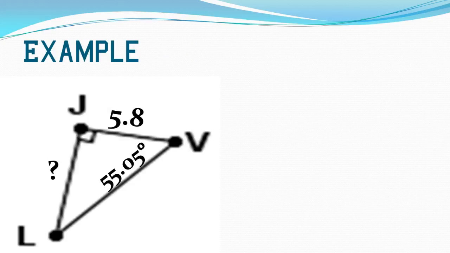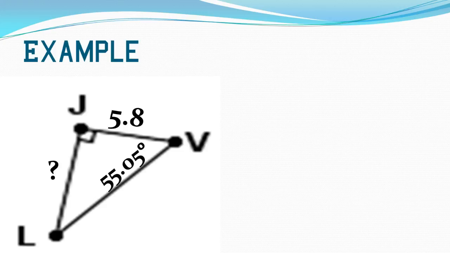Let's try another example together. In this case, we have an angle of 55.05, that's angle V. We have one side that's 5.8, and then we have an unknown side. I need to figure out what those sides are so I can figure out what my trig function is.